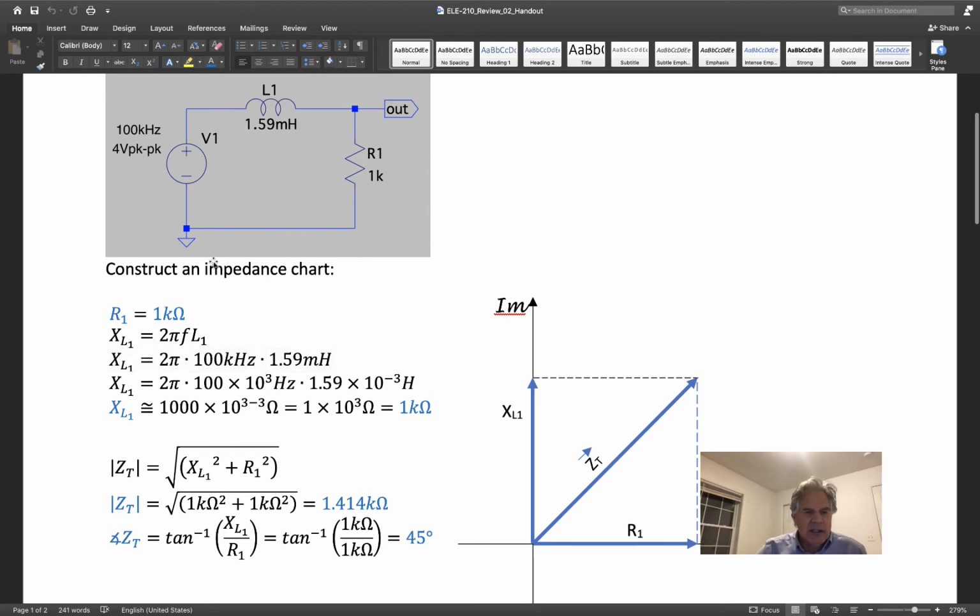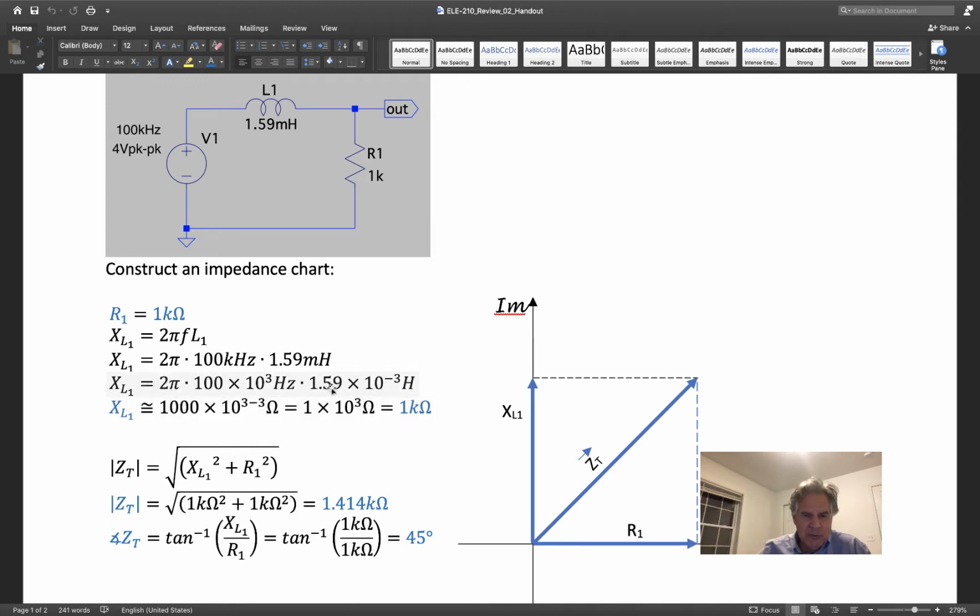Our inductor, however, we have to compute the inductive reactance, and you may remember that formula is 2 pi FL. Our frequency is 100 kilohertz. So 2 pi times 100 kilohertz times 1.59 millihenries will result in, here we break it in, 2 pi, 100 times 10 to the 3 hertz, 1.59 times 10 to the minus 3. Remember, 10 to the minus 3 is thousandths, which is milli, just like milliamps. This is henries for the inductor.